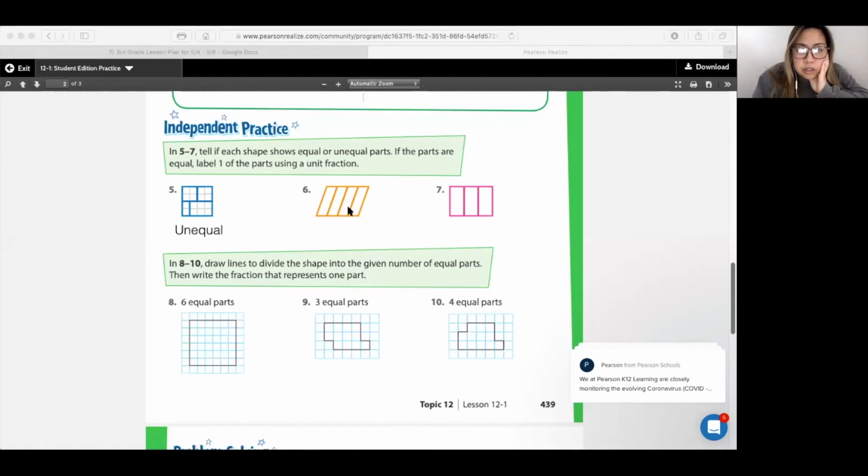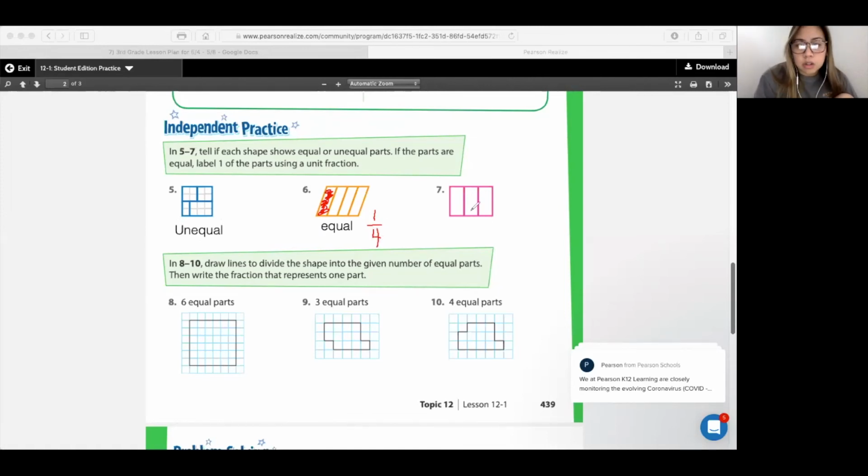They all look even, so we can say that this is equal. And then if we were to color in one section, let's make it red. If we were to color in one section, what would the fraction be? Colored in one section. Altogether, there are 1, 2, 3, 4 parts. So we color it in 1/4.